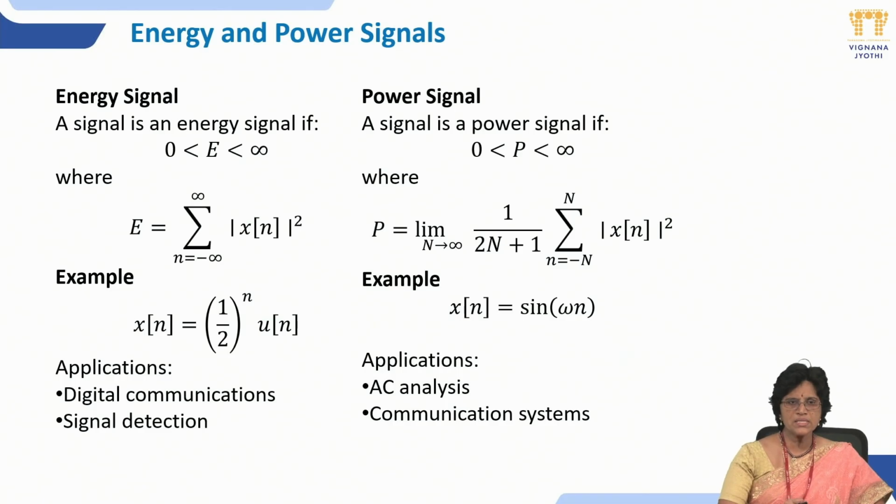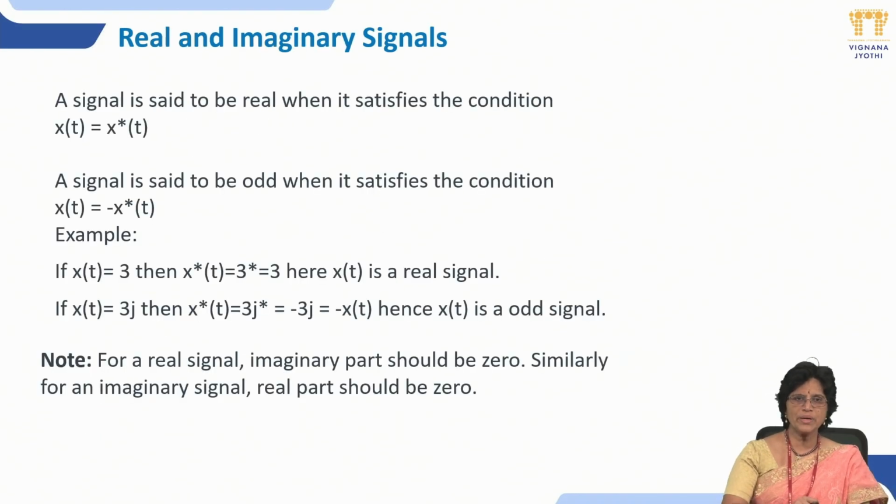So these are used in applications of digital communication, signal detection, AC analysis and communication systems. Now coming to real and imaginary signals. A signal is said to be real when it satisfies the condition x of t equals x star of t. Similarly, a signal is said to be odd when it satisfies the condition x of t equals minus x star of t. If x of t equals 3, then x star of t is 3 star. Already you studied this in your intermediate also.